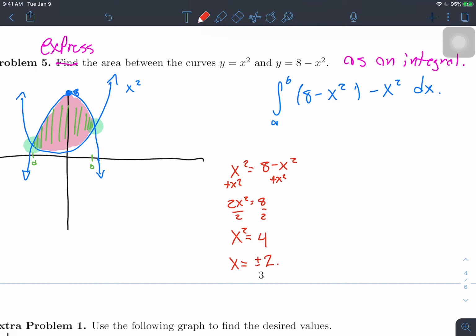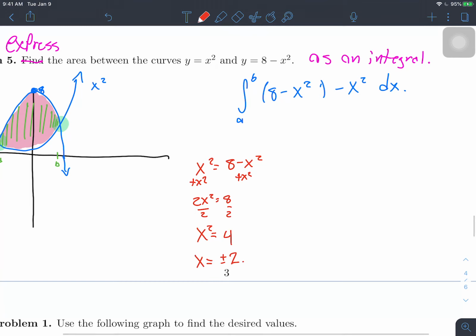We should do the integral from what to what? Yeah, -2 to 2. So let's include that in our integral. We should do the integral from -2 to 2 of 8 minus x squared dx.